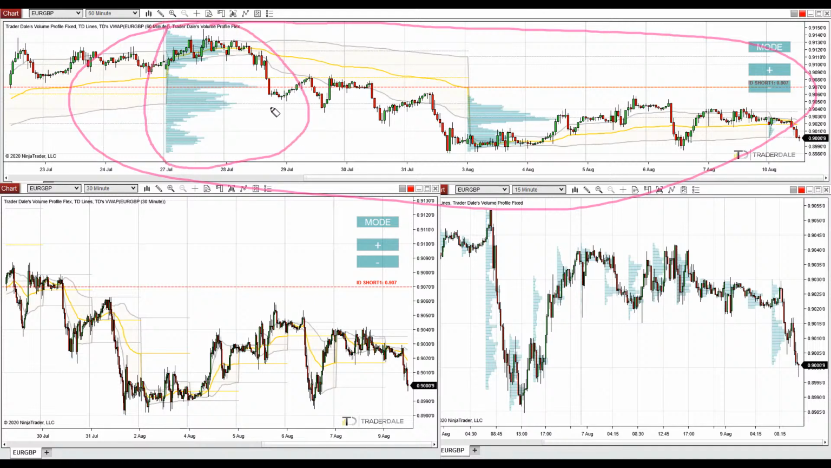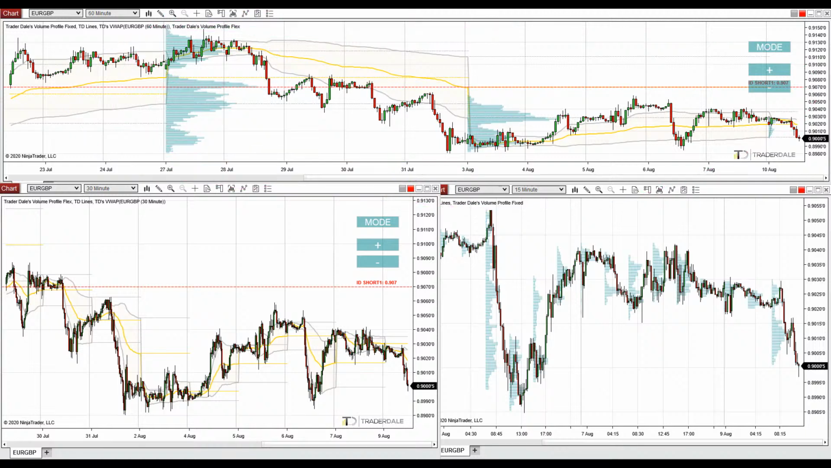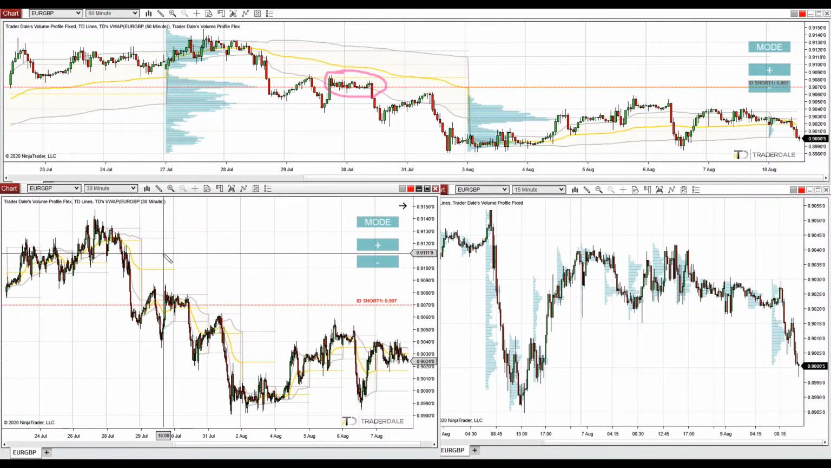The point of control of this whole week was in here. As you can see, this is the place where the profile was the thickest, which means the heaviest volumes throughout this whole week got traded in here. Alright, so I think it was mostly in this rotation. I can show you the volumes on the flexible profile in here. So it's those volumes.